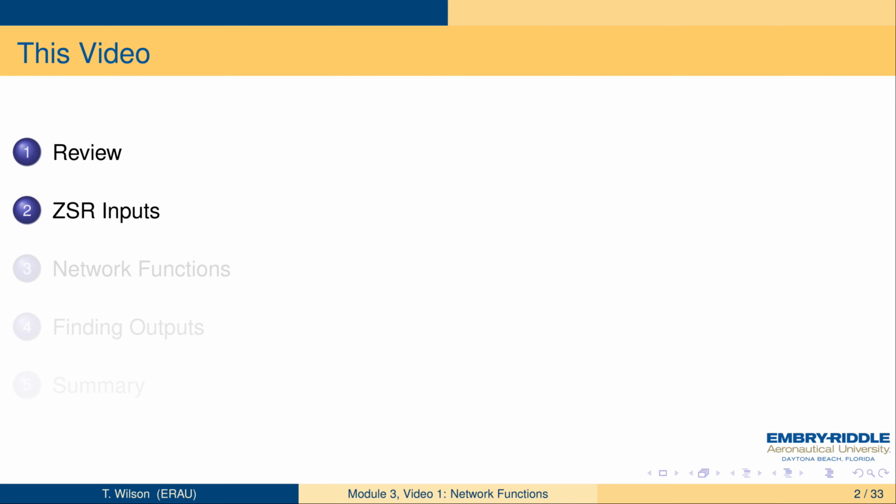We want to consider the case of zero state response inputs, that is, inputs that yield zero state responses. We want to introduce the definition of network functions. We'll have two different kinds of network functions, transfer functions and driving point, either impedances or admittances. You want to see how you find the output of a circuit when you're using the network function. And then we'll summarize what we did here and look to future videos.